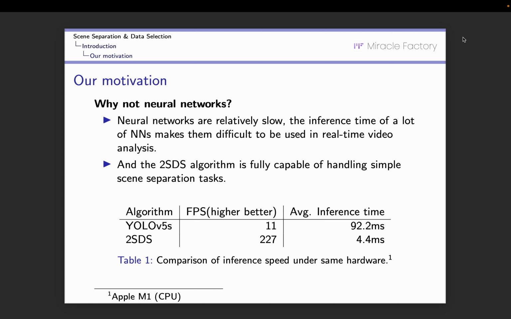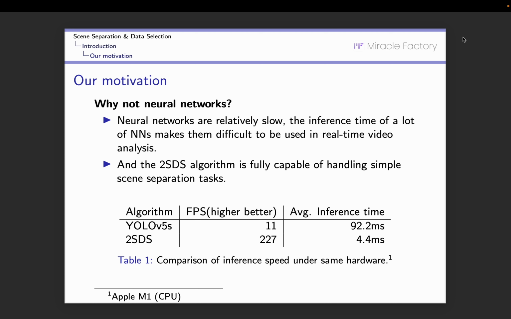When you think about it, you'll probably say that RNNs are really handy when it comes to handling temporal information. So why don't we want to use a neural network here? Why don't we want to use an RNN or a CNN? The first reason is that neural networks are relatively slow. Bear in mind that what we are trying to achieve here is real-time video analysis, so the response time of algorithms is incredibly important to us.